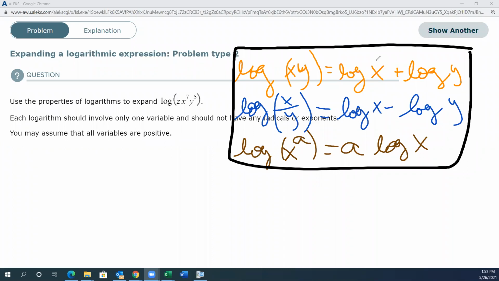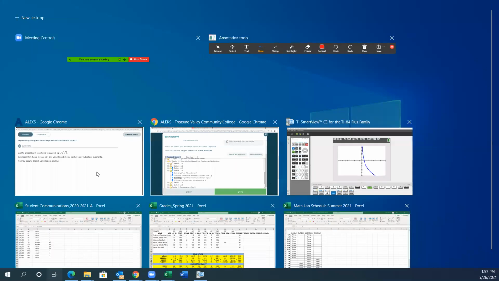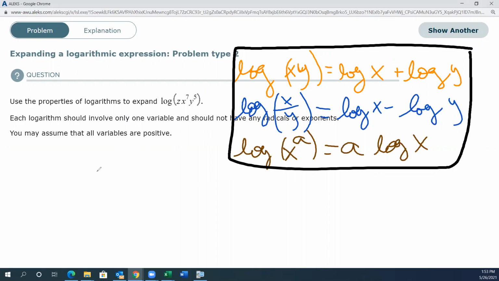Once again, I don't see any division inside that log, so I'm not going to need the middle rule on this one. And not everything inside the log is being raised to the 7th or the 5th power, so I can't just pull the exponents out. But everything in there is part of a multiplication, and so I'll do the multiplication rule.